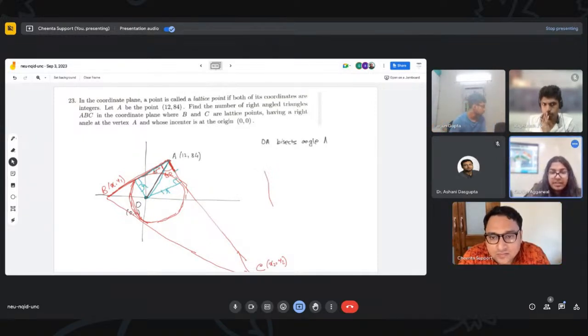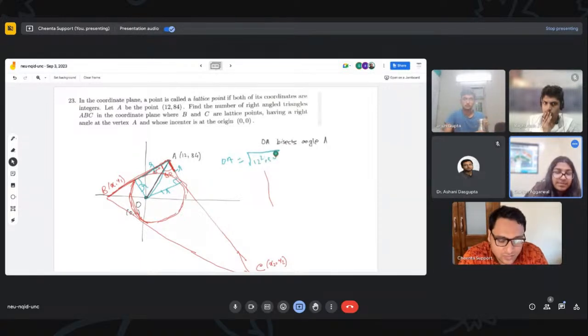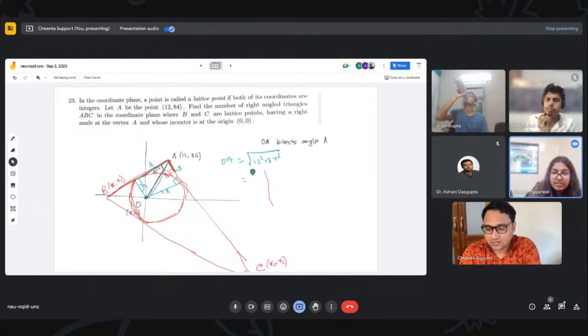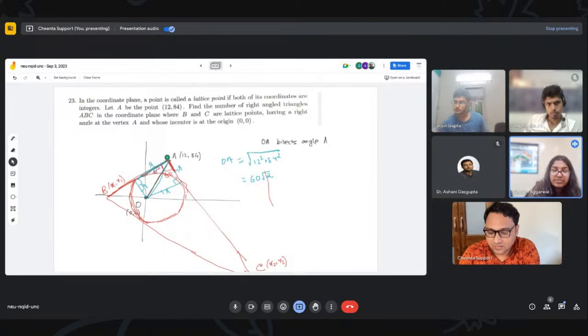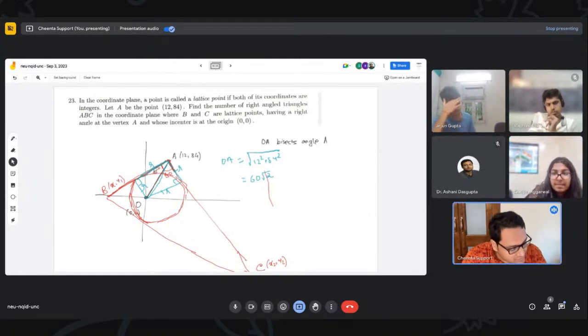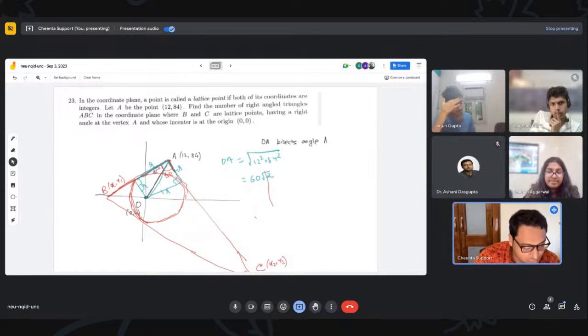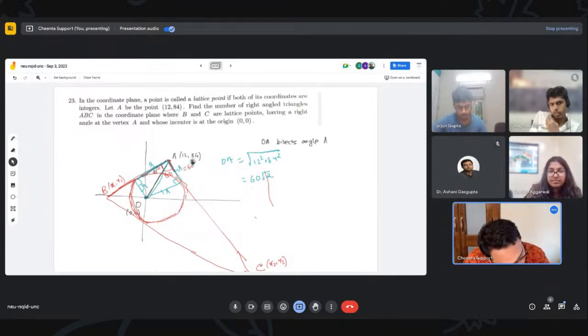And we know that OA, by the distance formula, is the square root of 12 squared plus 84 squared. Right. So that's actually 60 root 2. So we know that the sides of these squares are actually 60, because the diagonal is root 2 times the side. So OA is 60 root 2. So the r is 60. Is that what you're saying? Yeah, r is 60. Correct. Because this is 60 root 2. Okay.